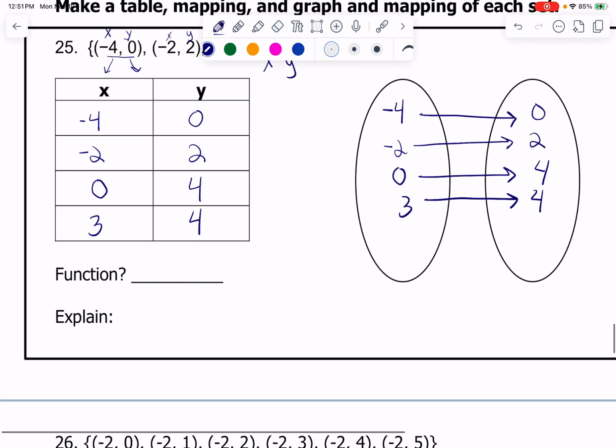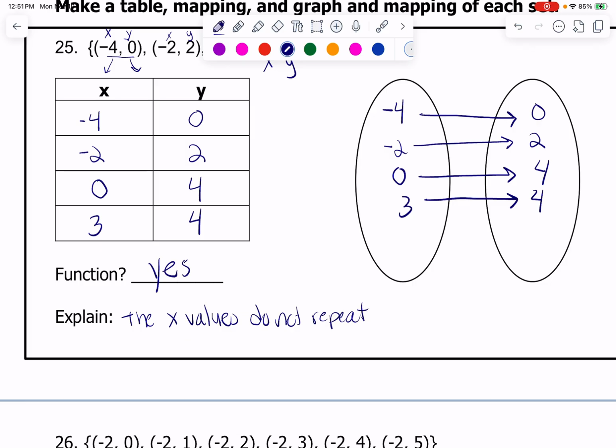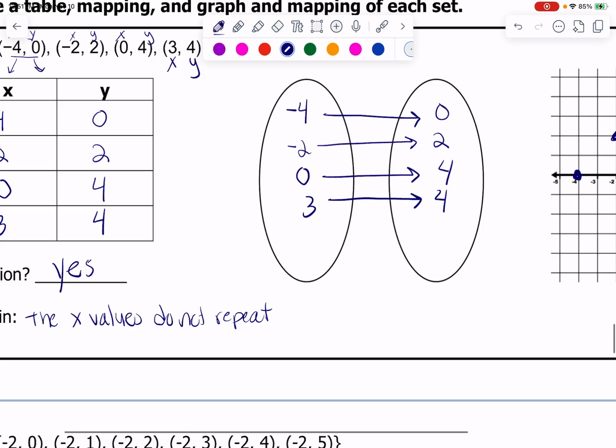And I'm going to come over here and answer this question. All I care about for is it a function is are the x values repeating? So if I look at this -4, this -2, this 0, and 3, none of these repeat, right? None of those are repeating. So yes, this is a function. And for explain, I'm going to write the x values do not repeat. Again, if any of the x values repeat, then this would not be a function.